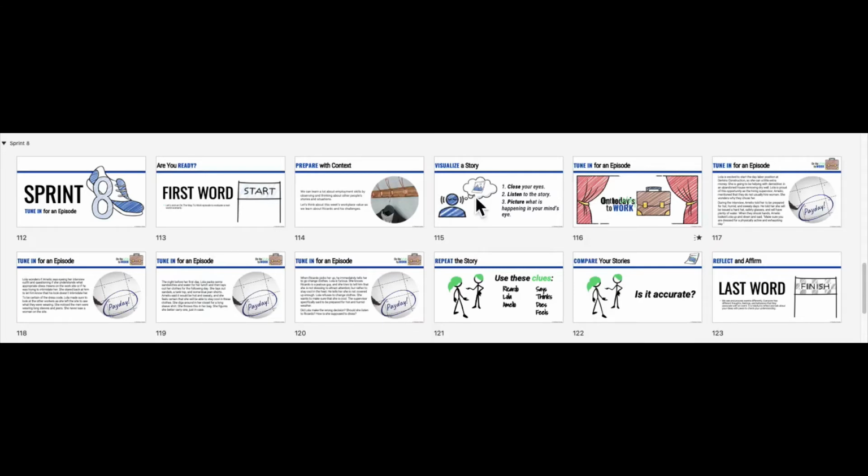Now, we know that visualization is a really important element of reading comprehension, and it is a skill that many of our learners lack. So this sprint introduces them to the concept of storytelling, and whether they can listen to a story and then repeat the elements of that story in sequence and order. These are really important foundational skills in storytelling.